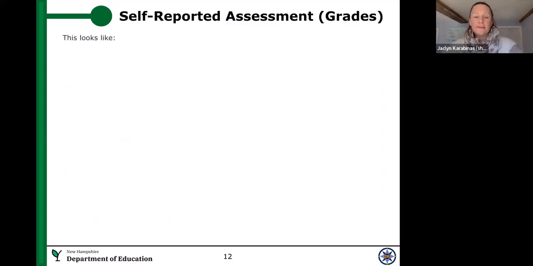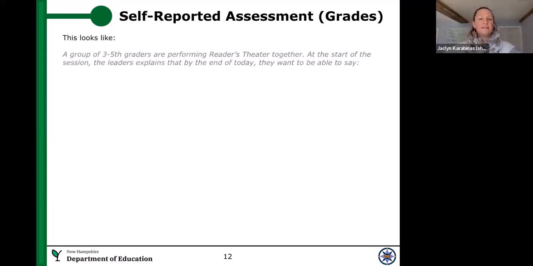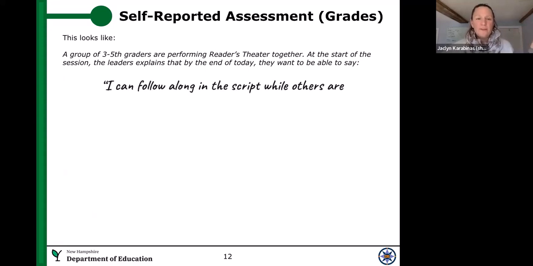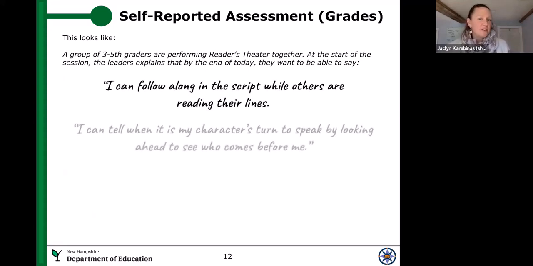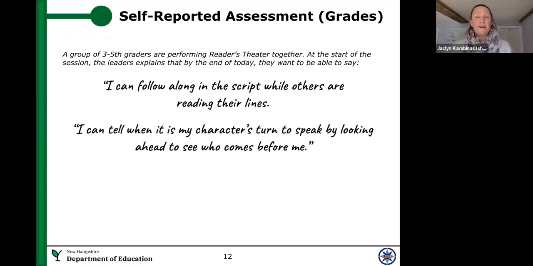So self-reported assessment kind of looks like this. Say there's a group of 3rd to 5th graders, they're performing readers theater. And at the start of the session, the leaders might explain that by the end of today, they want to be able to say, I can follow along in the script while others are reading their lines.